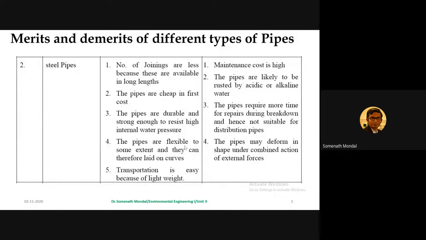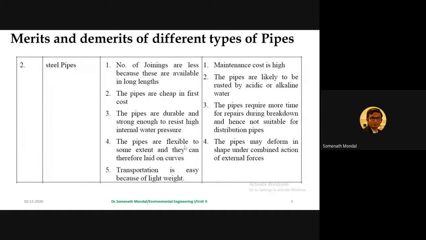These pipes are durable, and steels have this property of durability, which stands true in this case also. And they are flexible, so they can be laid in curves. This is also a very important part, and this advantage is not there at all in case of CI pipes. And transportation is very easy because they are lightweight, they are not going to break, and they are flexible, so it is always easier to transport them.